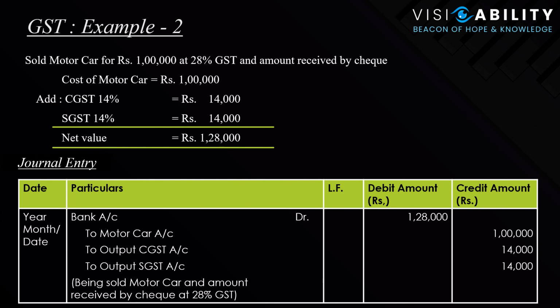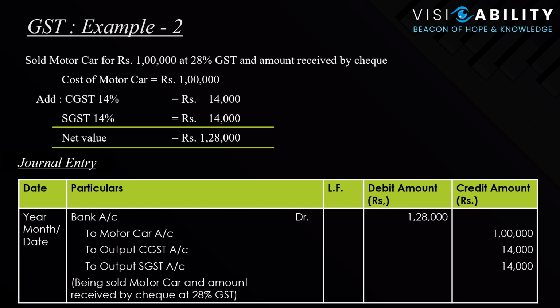Coming to the next example, where we have a motor car which is being sold by us. This time we are a seller and not a consumer. The sale price of our motor car is 1 lakh and the GST charged is 28%. So I read this transaction for you: sold motor car for 1 lakh at 28% GST and the amount received by check.